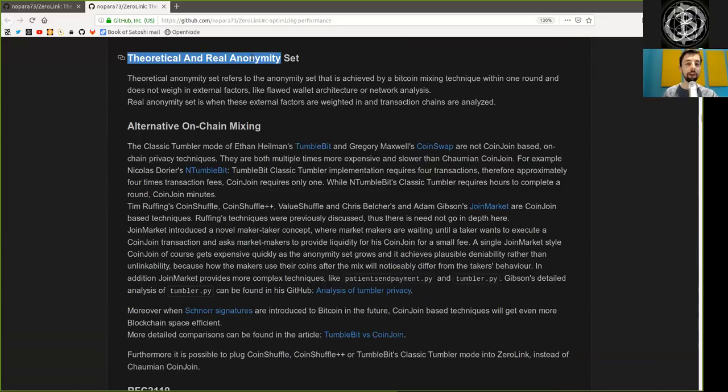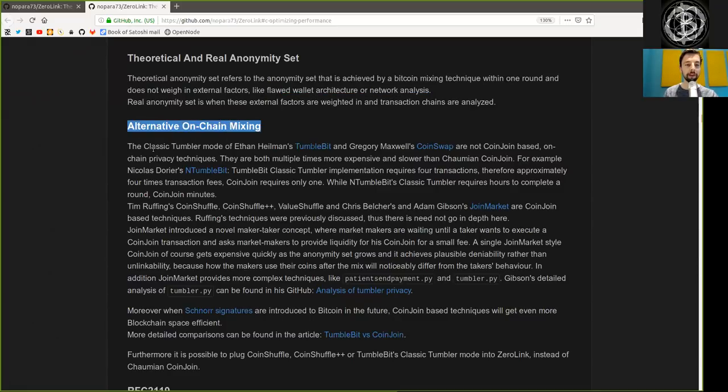Theoretical and real anonymity set. Theoretical anonymity set refers to the anonymity set that is achieved by a Bitcoin mixing technique with one round and does not weigh in external factors, like flawed wallet architecture or network analysis.